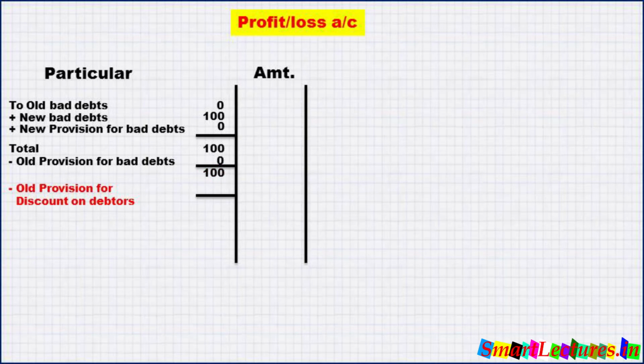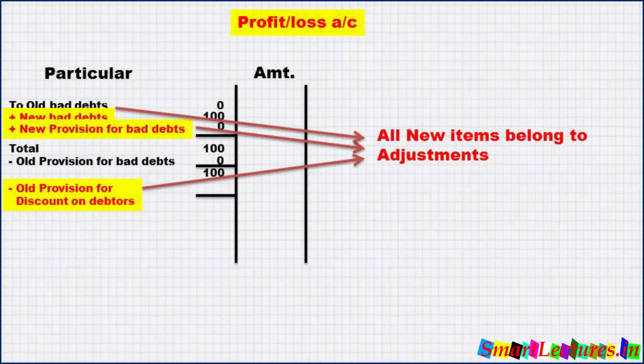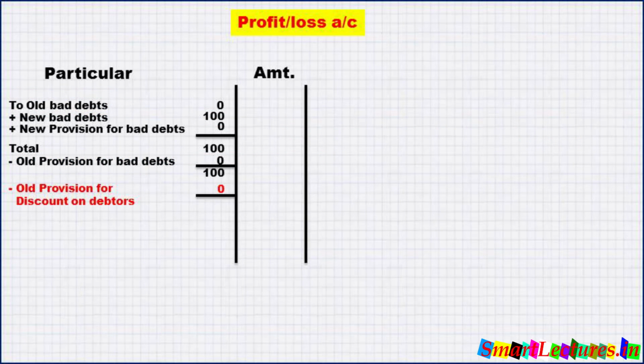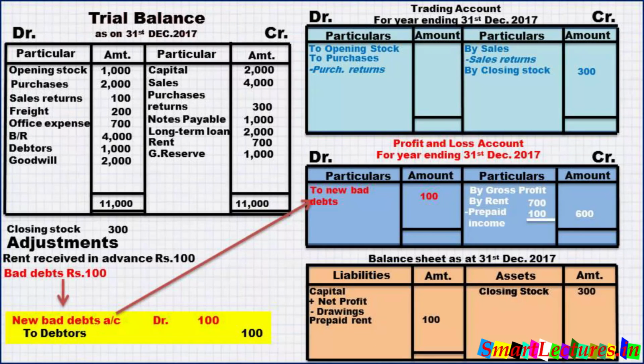Now minus new discount on debtors or provision for discount on debtors. In adjustments, there is no discount on debtors. All new items belong to adjustments and old items belong to the trial balance. So there was no new discount on debtors, that will be 0. In the outer column, it will be 100. So in this way, we have taken bad debts to the debit side of profit and loss account.